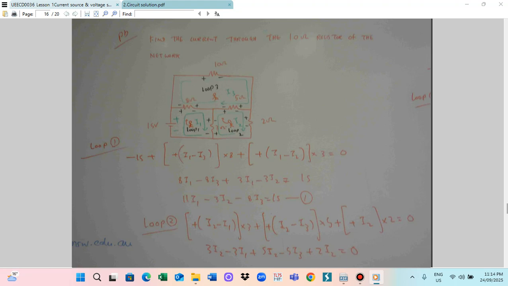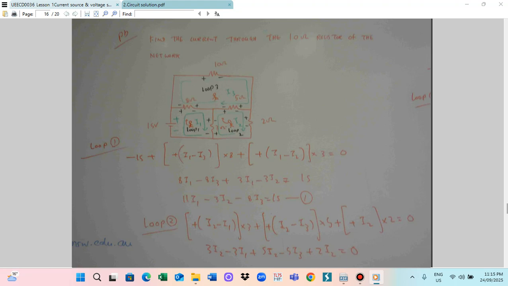For I1 being greater, the I1 current is clockwise, so you can see the positive side. So that will be positive. So minus 15 plus positive I1 minus I3 multiplied by 8 ohm, plus the 3 ohm resistor, which is also positive. This is I1 minus I2, multiplied by 3 ohm, and that is equal to 0.